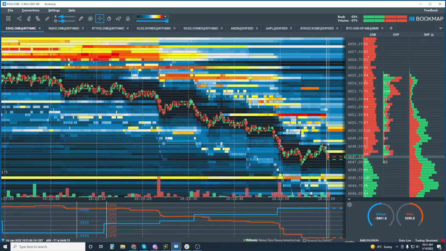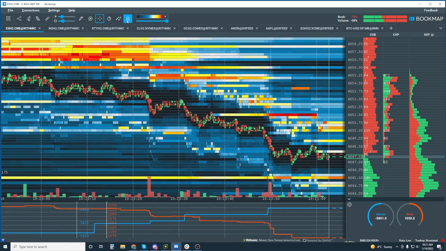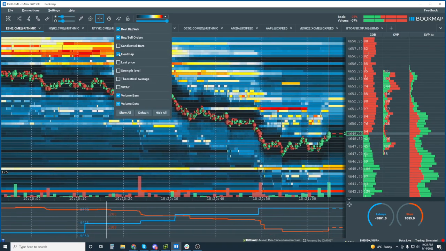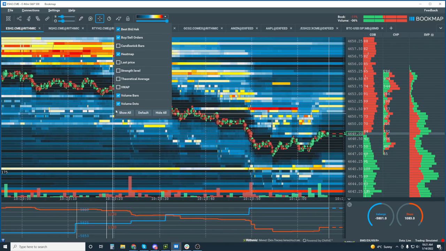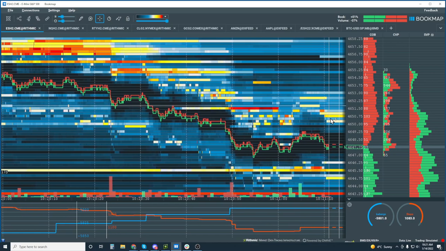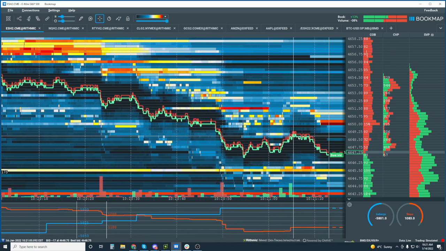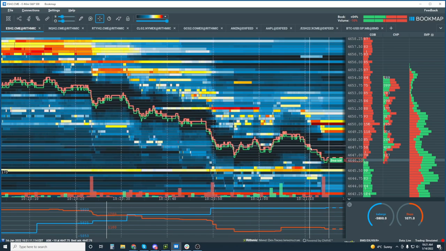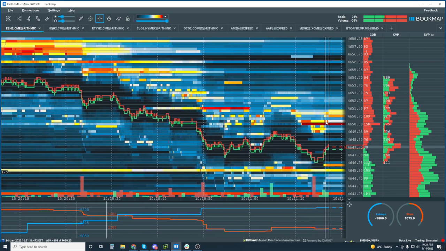Okay, so what we're going to do in this exercise is take liquidity off of the chart, volume off of the chart. Now we're going to look at just two elements here on a bookmap chart. We're just looking at pure price action here, best bid and offer, streaming, and liquidity here.